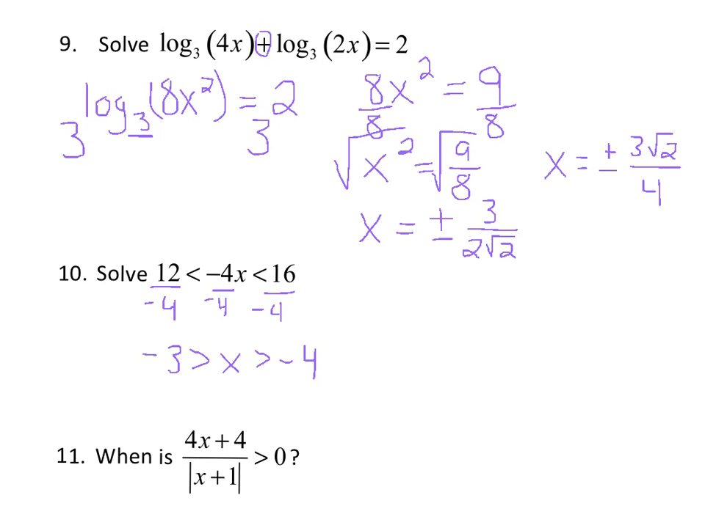And usually when we write the answer, we put the smaller number on the left side just so it follows the same order as a number line. So I would probably want to rewrite the answer as -4 is less than x, which is less than -3. And that makes more sense because this is saying that x is in between -4 and -3.